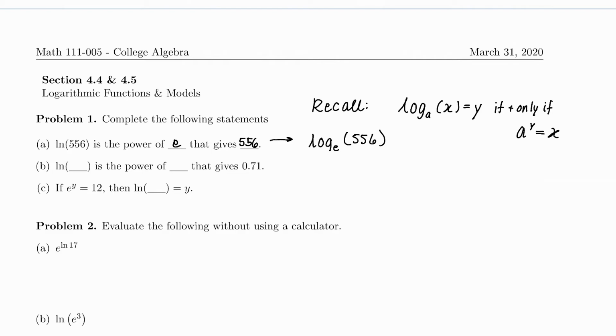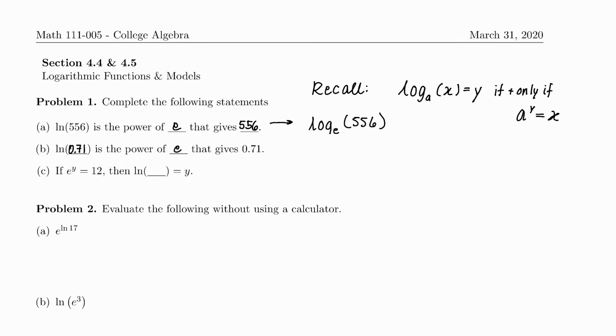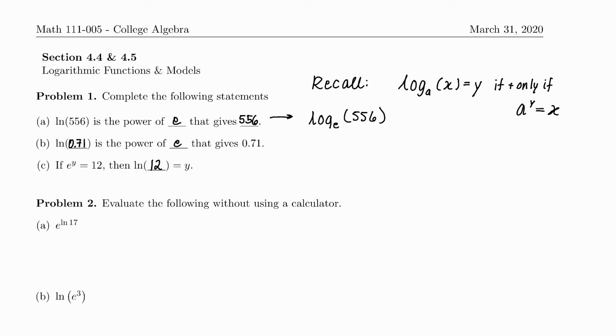ln of blank is the power of blank that gives 0.71. Well, it'll be just like part A: the natural log of 0.71 is the power of e that gives us 0.71. And finally, if e to the y is equal to 12, then the natural log of blank is equal to y. So using our formula over to the right, we know this should be the natural log of 12.